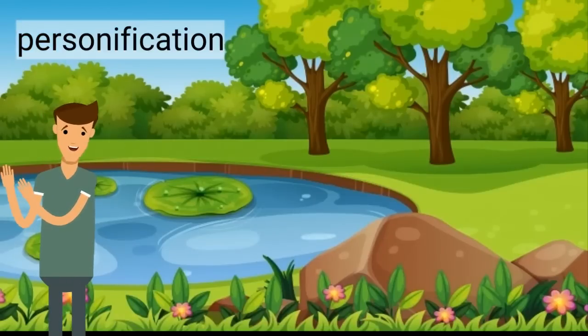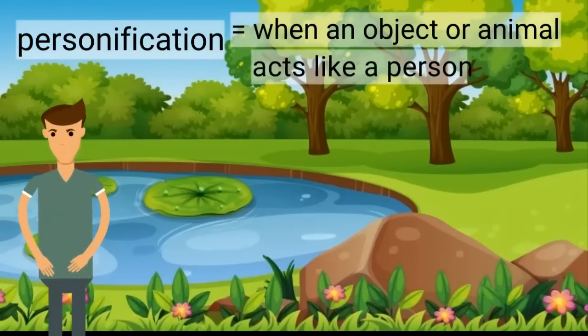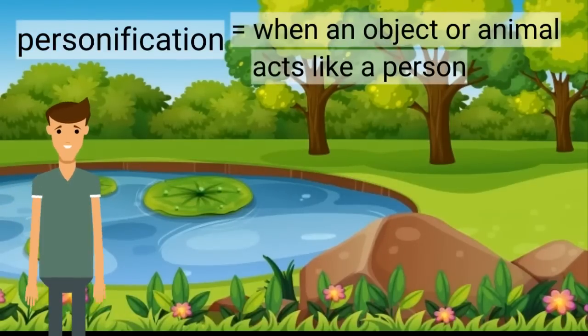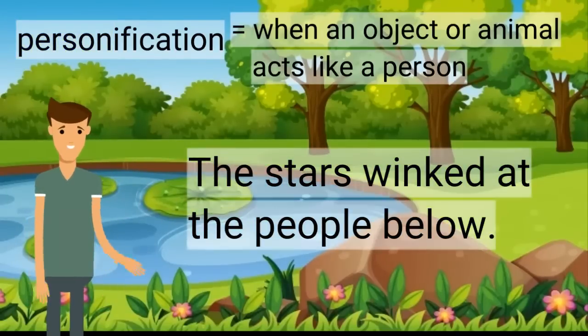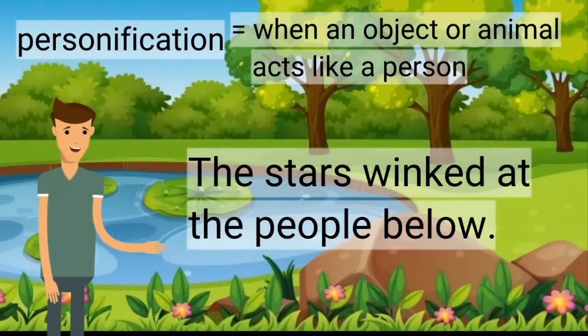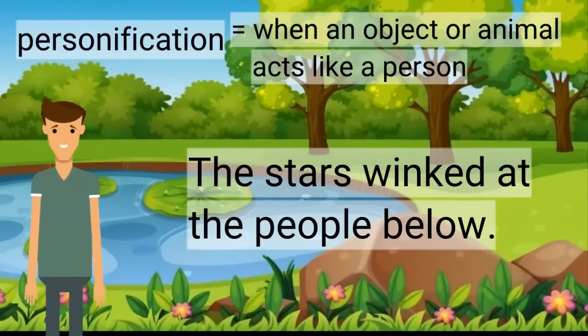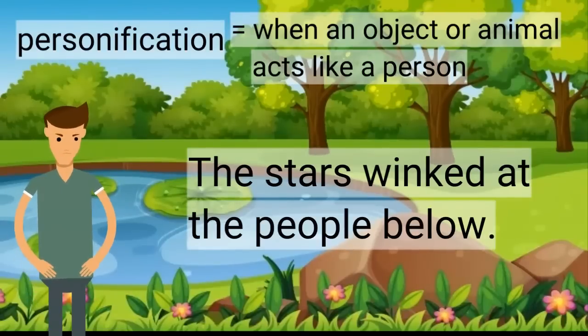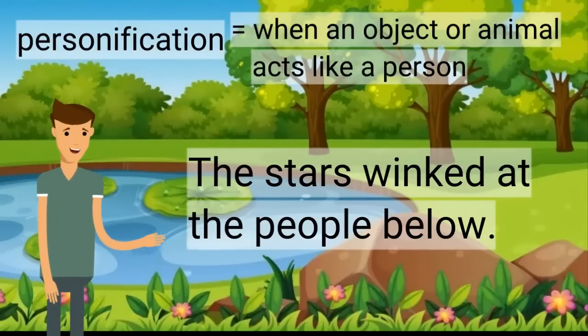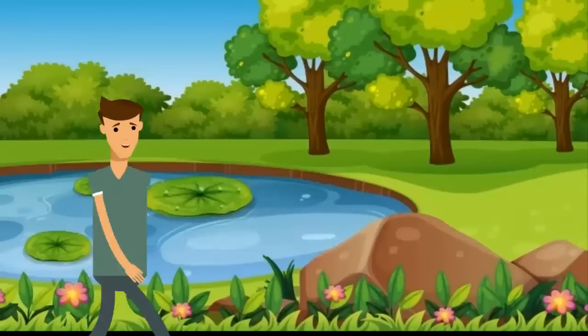Personification is a type of figurative language that has an object or animal act like a person. Notice the word person in personification. Look at this sentence. Winking is something people do. Go ahead, close one eye very quickly. Stars are not people, yet this sentence has stars doing something that people do.